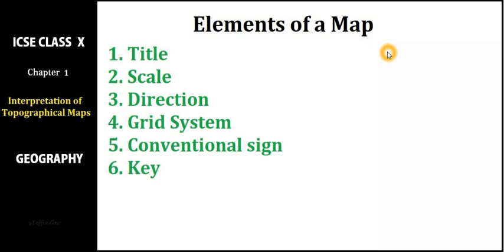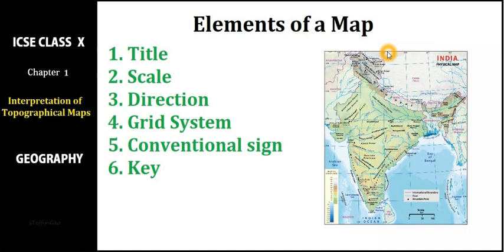Now let's see the elements of a map. Again, these are also basic things. These are the major elements of a map. A map should have a title, scale, direction, grid system, conventional signs, and key. Now the title is the name of the map. It indicates the details or the theme shown in the map.